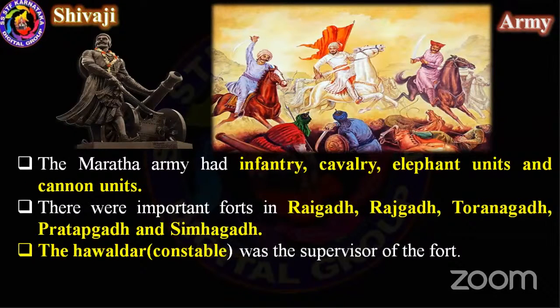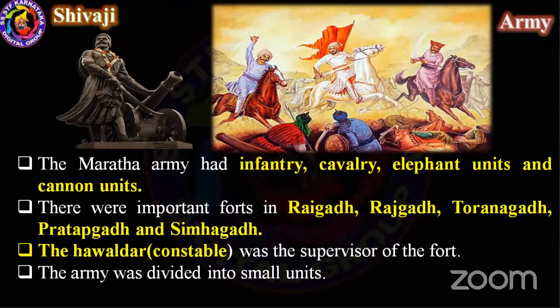The Havaldar was the superior of the fort. They appointed a constable or Havaldar as a supervisor to manage all the activities of the fort. Each fort had this constable or Havaldar. And the army was divided into small units, including units of 10 members, 50 members, or 100 members.